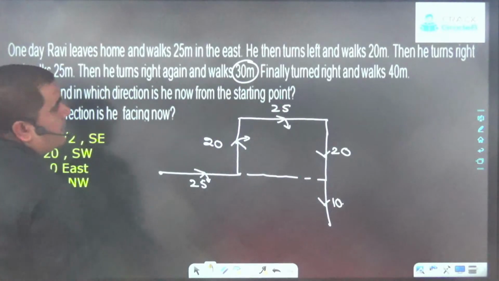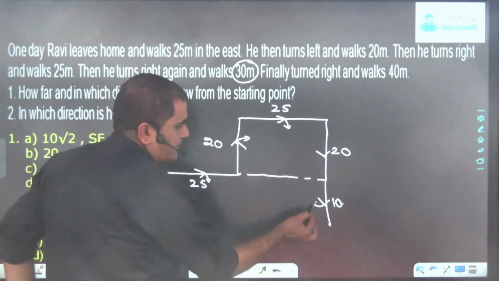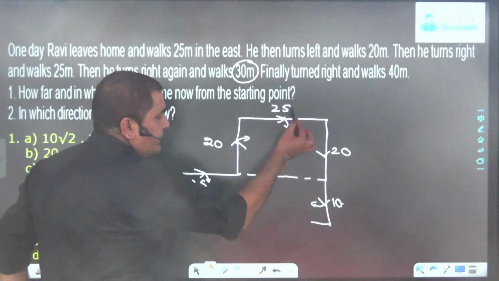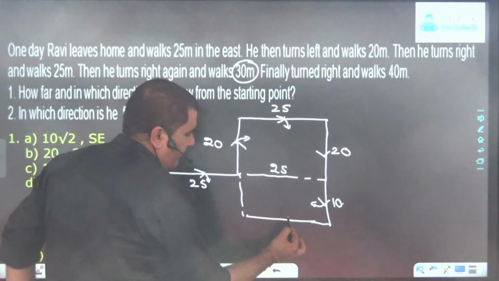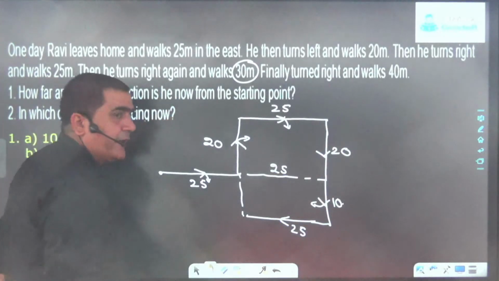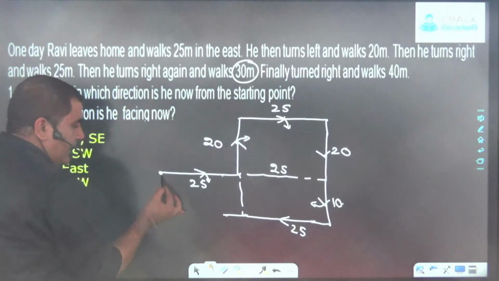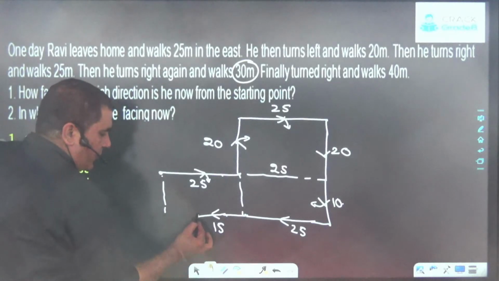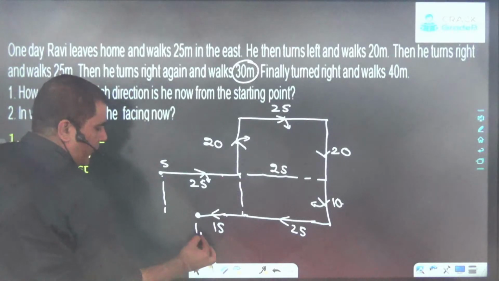Next one. Finally turn right and walk 40. Right means what? Clockwise. So turn right. Now the moment I turn right, these two are parallel lines. So this is 25, this must be 25. So up to this much, this must be 25. The person has to go 40. So out of 40, 25 has been covered, remaining is 15. Now the moment he is going to cross this one, again these two are parallel lines. So again up to here, this is 25. The person has to go 15. So the person will stop before this, over here only. Means now this is the starting point, this is the end point.